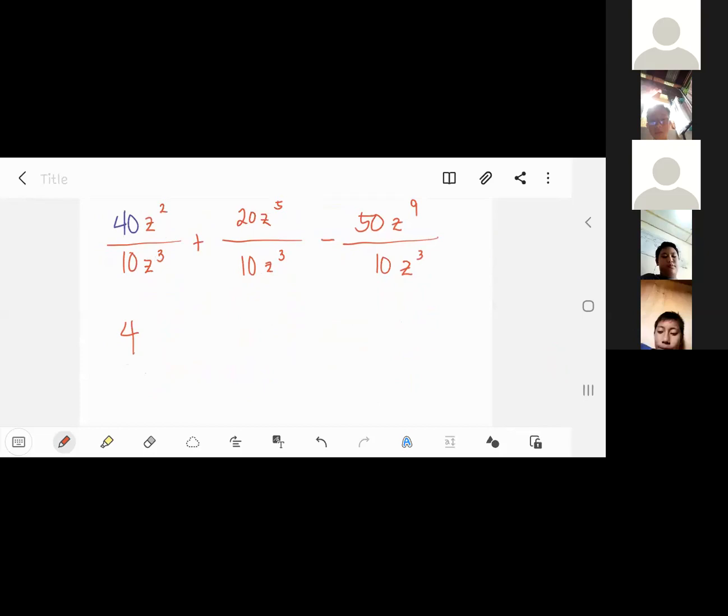3 minus 2, we have 1. So that 1 is over z. Plus 20 divided by 10, that is 2. z, 5 minus 3, that is 2. Minus 50 divided by 10, that is 5. z to the power of 9 minus 3, we have 6. So this is your final answer.